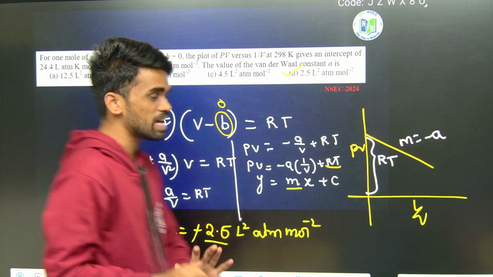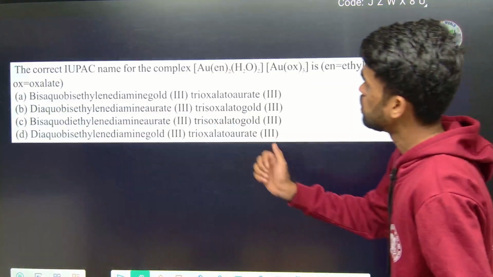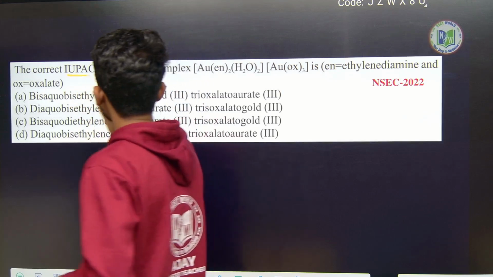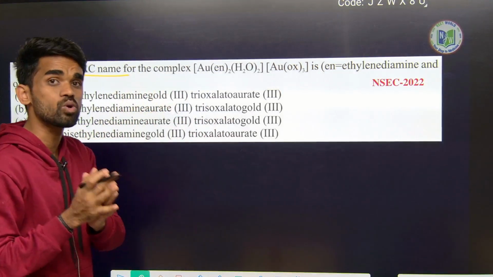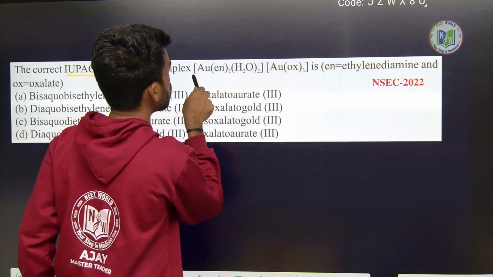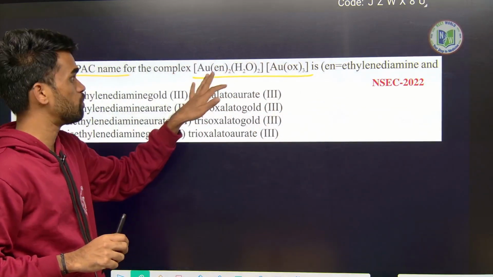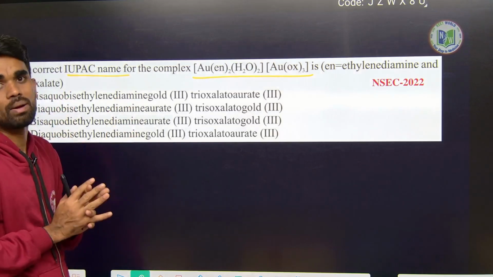I hope this is also clear. Let us move forward with a few more questions. Look here, the IUPAC name for the given complex. This is from coordination complexes. We have 2 coordination spheres here, a cationic sphere and an anionic sphere. In both places we have coordination complexes only.